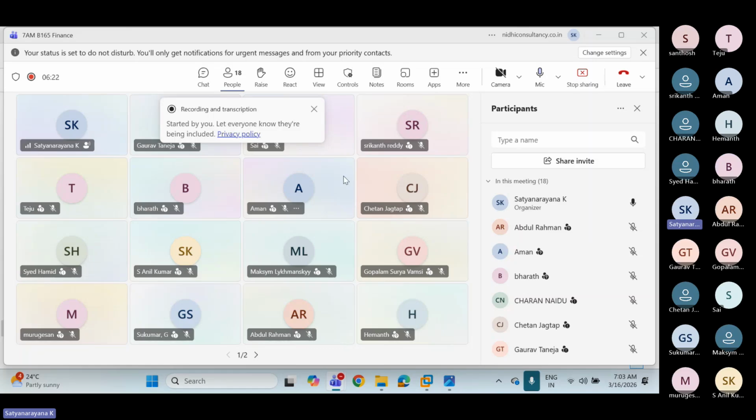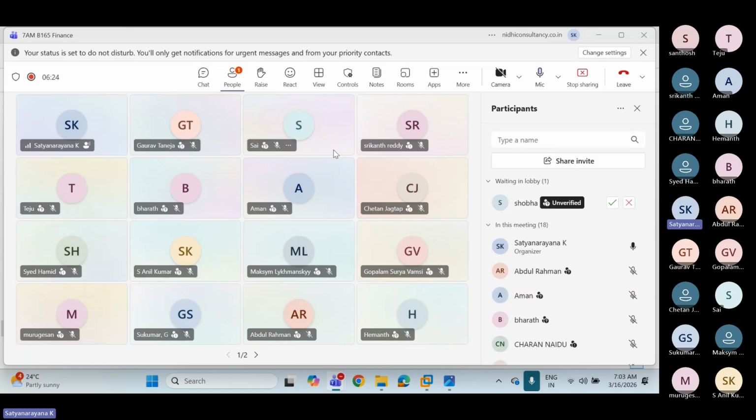Are you able to see my screen and hear my voice? Anyone please confirm?